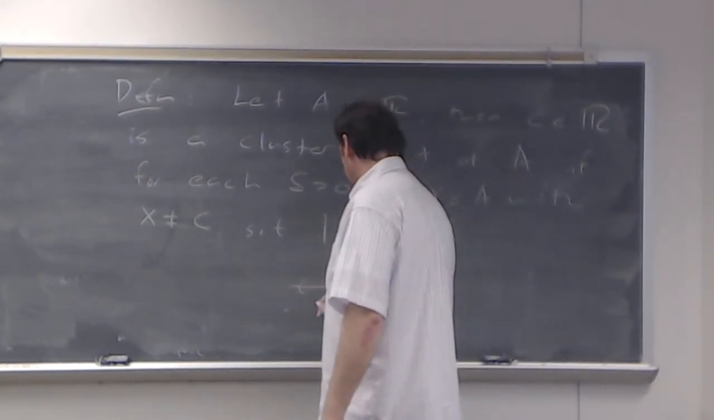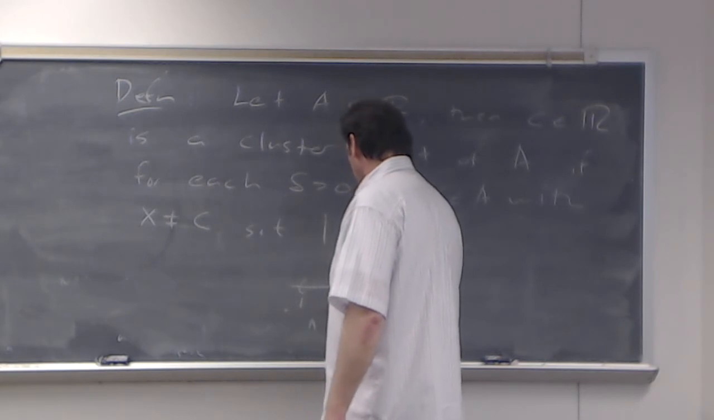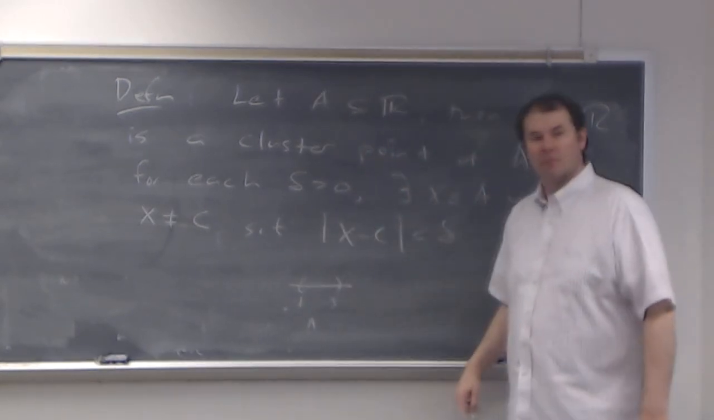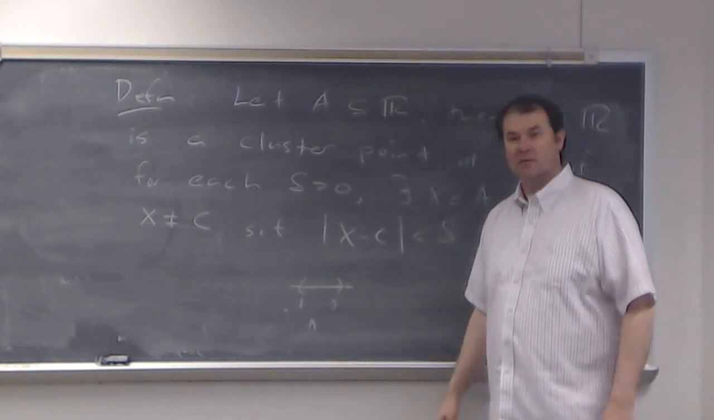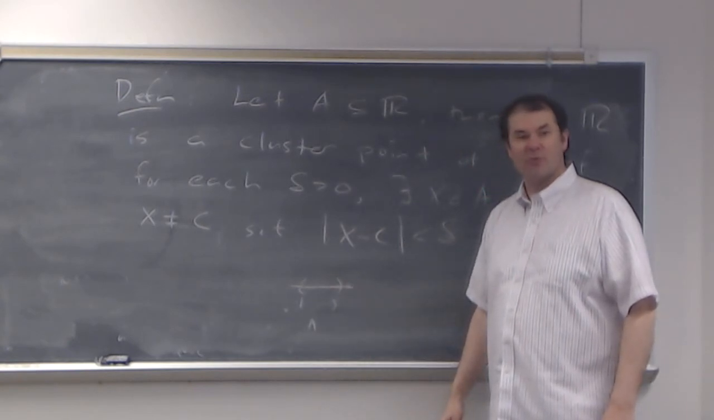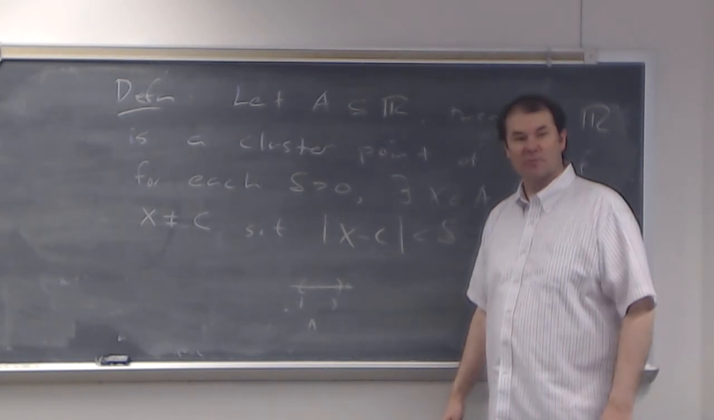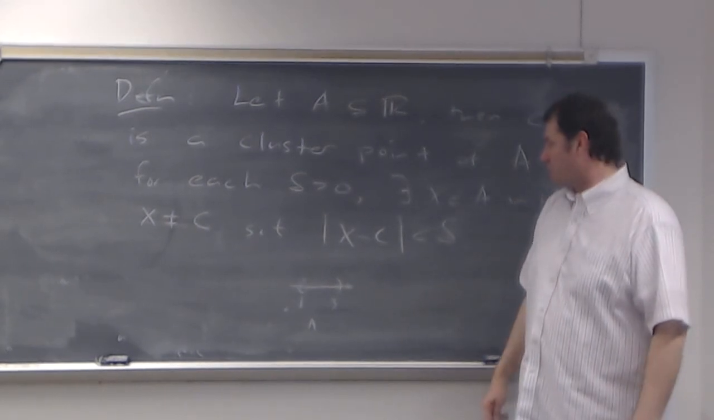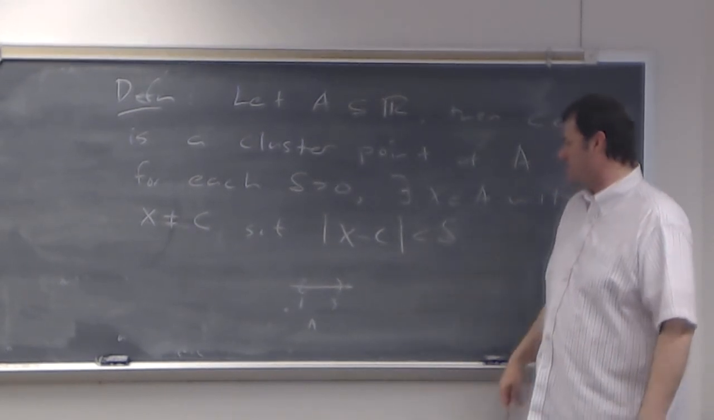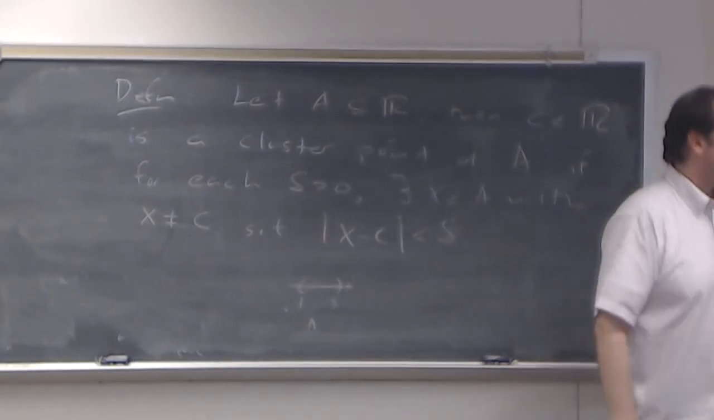So if this is A, from -1 to 3, that's A, then 3 is a cluster point. Because no matter how close you want me to get to 3, there's something in that little region that I just put around 3 from A that isn't 3. So 3 is a cluster point. The point is having points from A getting arbitrarily close to it that are not C. That's what it means.